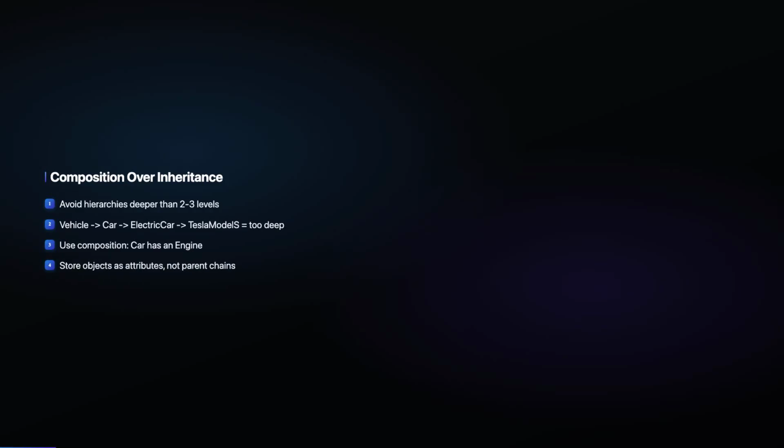Avoid deep inheritance hierarchies more than 2 or 3 levels. They are hard to understand and maintain. Prefer composition over inheritance. Store objects as attributes instead of creating deep parent-child chains. A car that has an engine is better than an electric car extending vehicle.